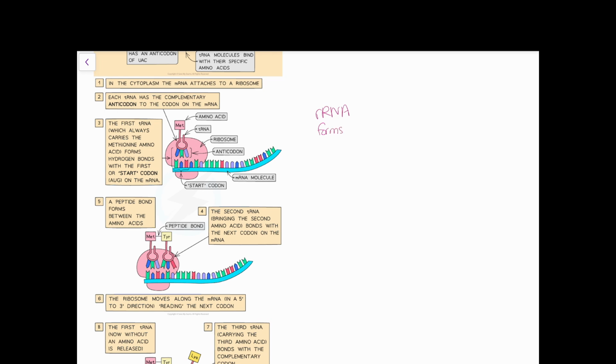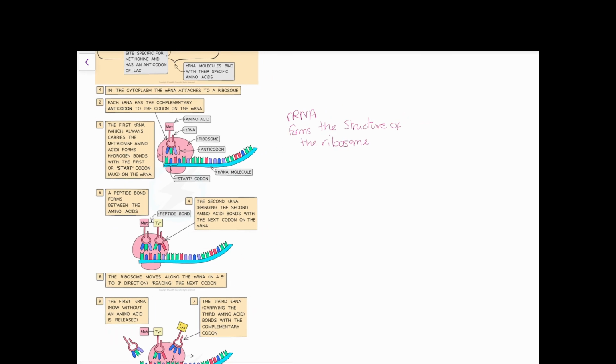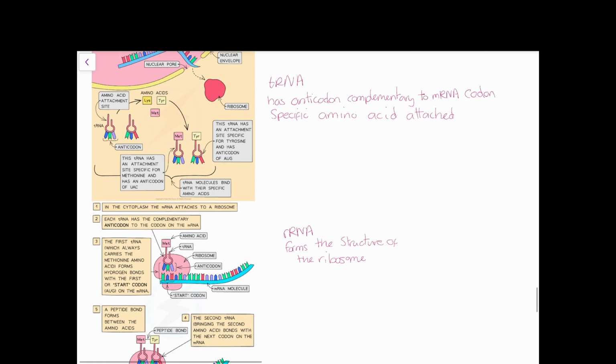The last one then, so rRNA or ribosomal RNA. So this is what forms the structure of the ribosome. If you really think about it, you couldn't have the structure that synthesizes proteins made of protein. It has to be made of something that kind of comes before it. So ribosomes are made of rRNA or ribosomal RNA.